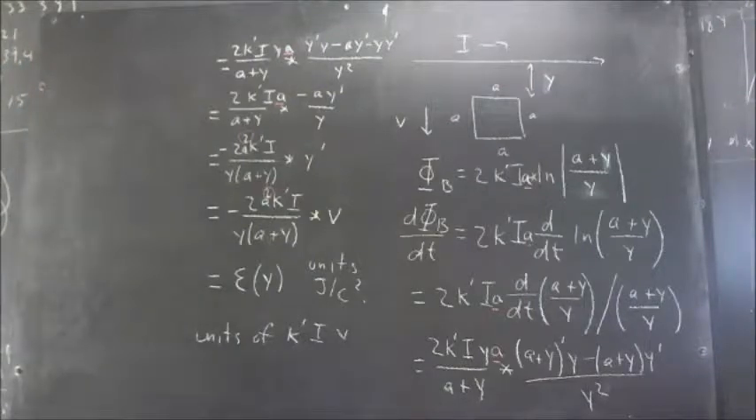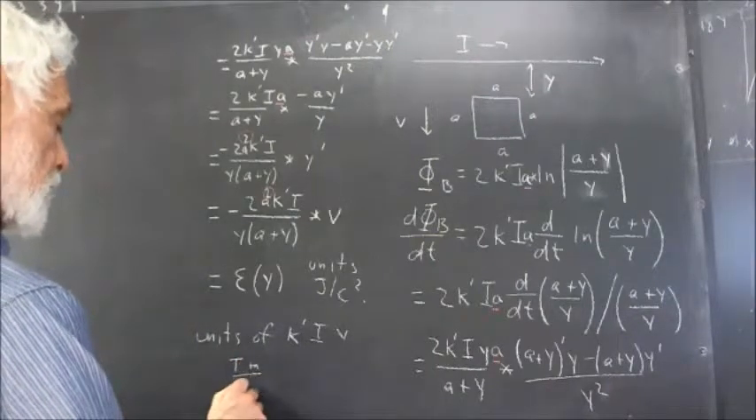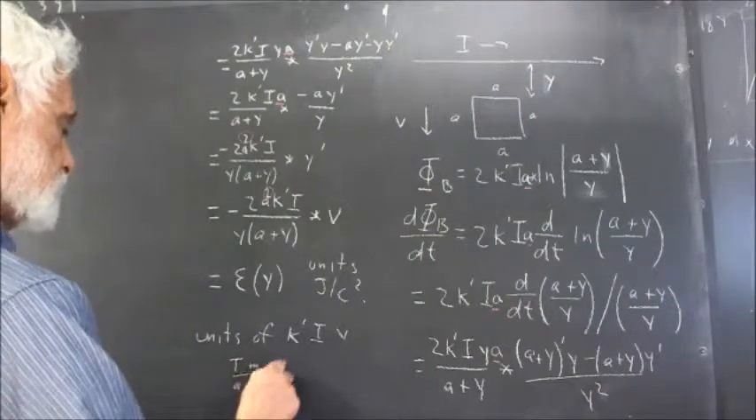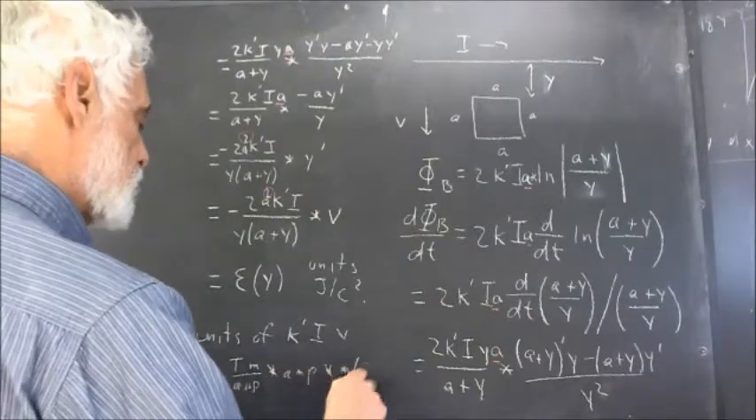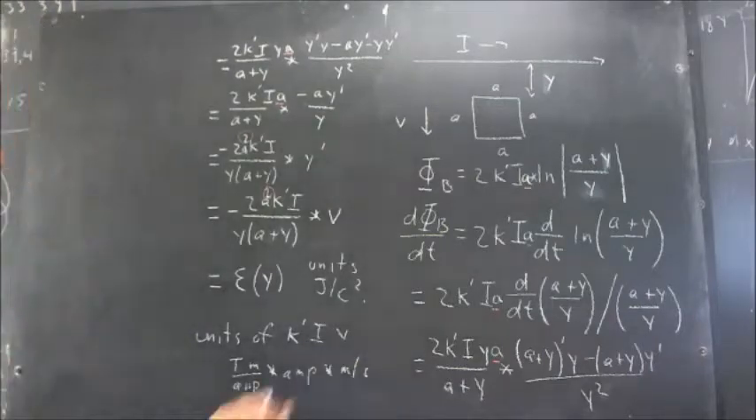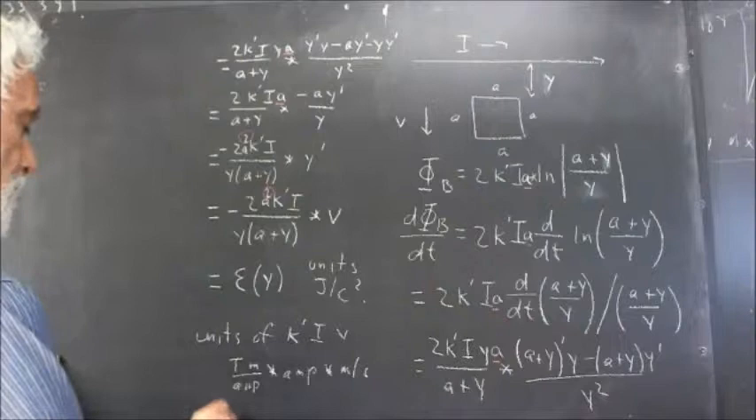So it's confusing to remember it. You've always got to remember how to go back, but we end up here with units of Tesla meters per amp times amps times meters per second. Now your amps divide out, and you end up with Tesla meters squared per second.